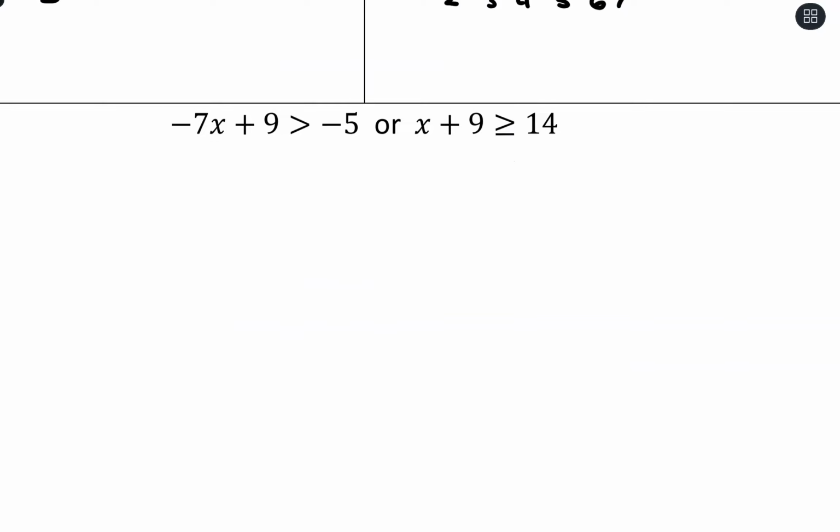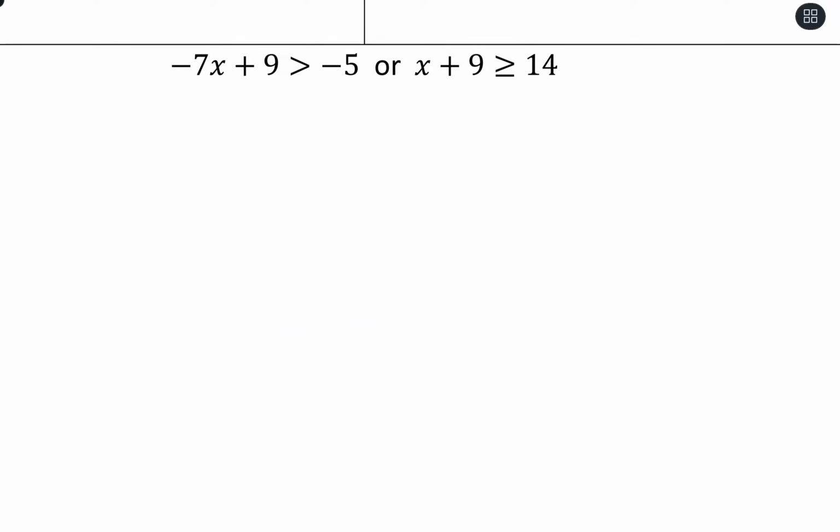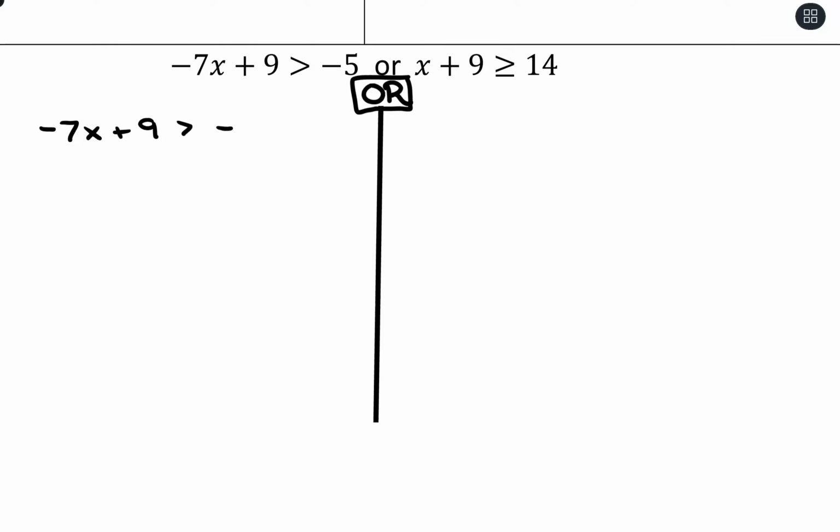Okay, one more scenario here, and this time it's with the wording or, but our process is going to be the same as what we did up above there. It's just these are likely going to be separated from each other. So, one or the other, we have negative 7x plus 9 is more than negative 5, or x plus 9 is more than or equal to 14.